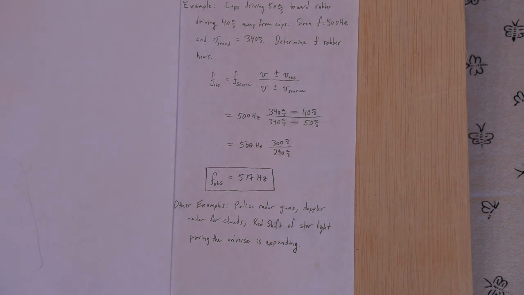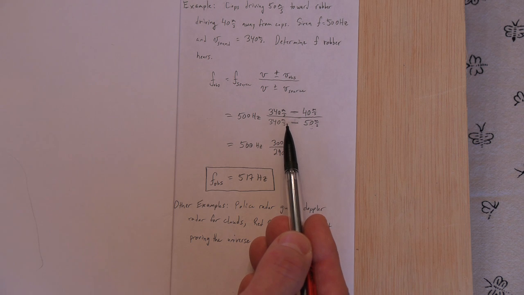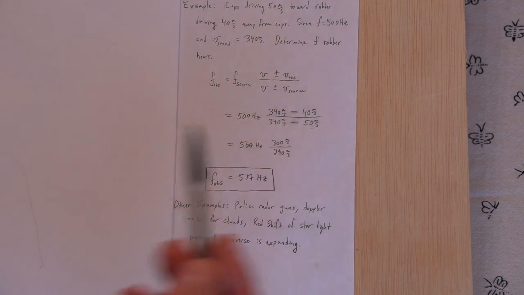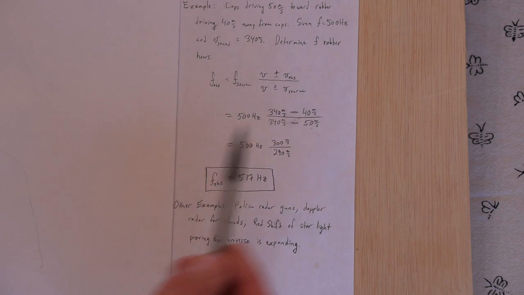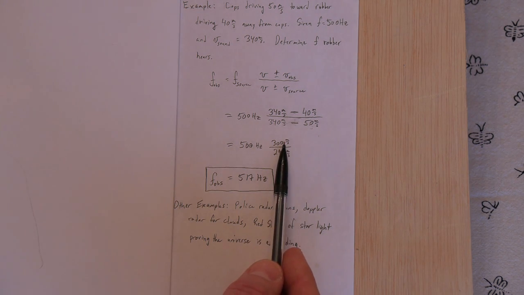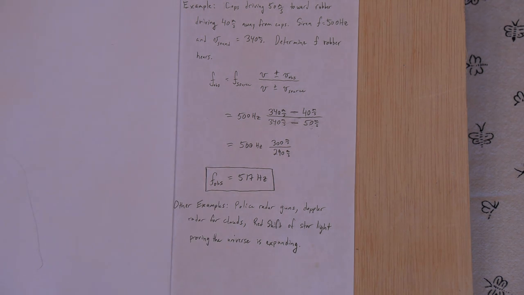But again, you think about what this 50 should be doing to the answer, and then you put in a corresponding plus or minus to make that 50 do the right thing conceptually. Increase the frequency, so it has to make the denominator smaller. So if we simplify 300 over 290, it slightly increases the frequency from 500 to 517.